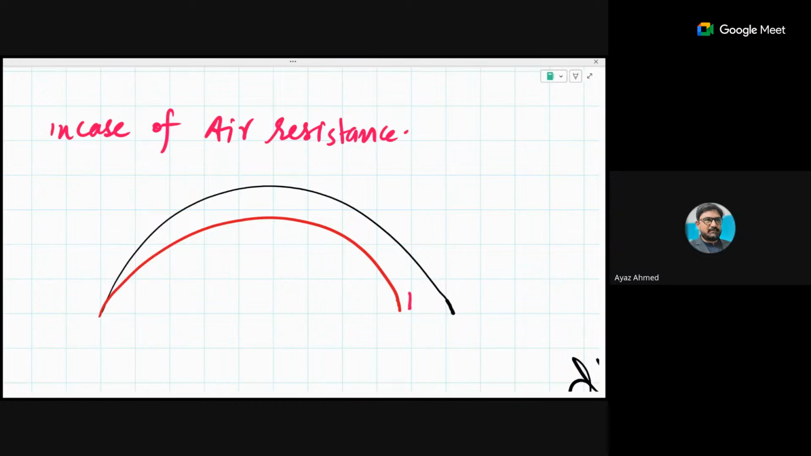Its height and range both would be decreased. Height and range both would be decreased, because along the x-axis the resistance force is there. Due to that resistance force, the forward distance will be less, and along the y-axis there is also resistance. That's why it would be changed. The question asked to you is: what is the maximum height then? Will that be smaller than the previous one or not?